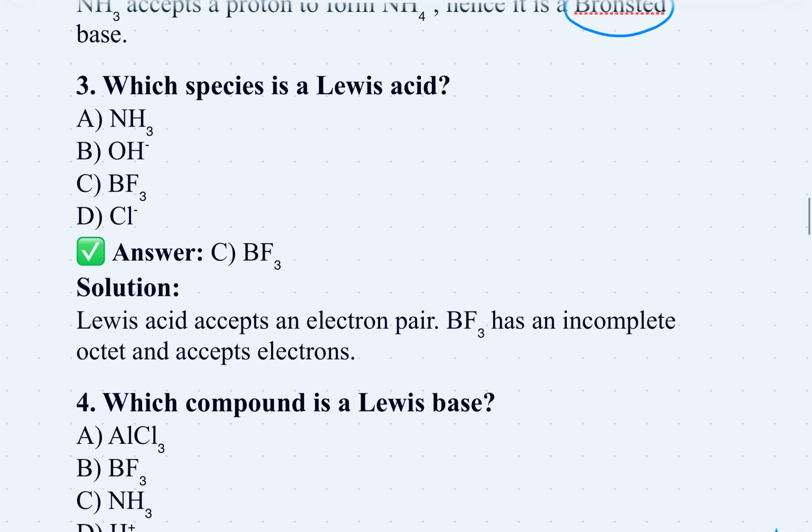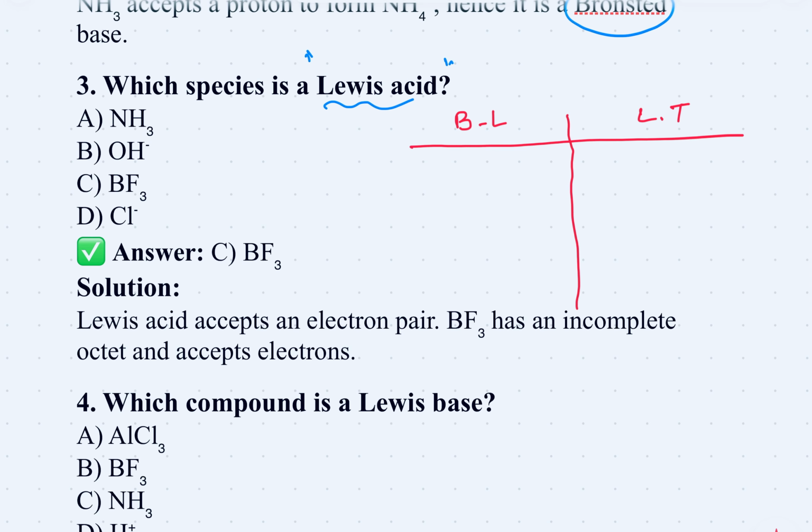Next one. Which species acts as a Lewis acid? After Brønsted theory, we'll go for your Lewis theory. This is the second theory. Here, what is Brønsted theory? What is Lewis theory? I will give a simple explanation to understand what is what. Clear? Now we'll go for Brønsted-Lowry theory and Lewis theory. Both I am taking here, so some differentiation we'll see.